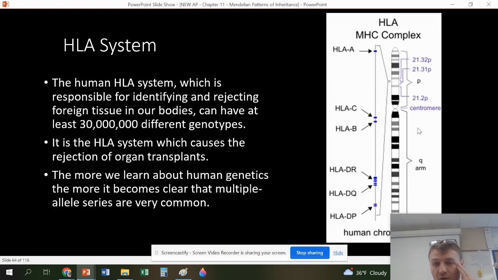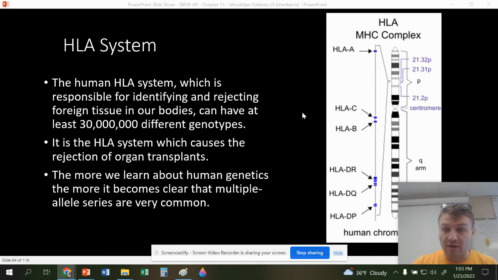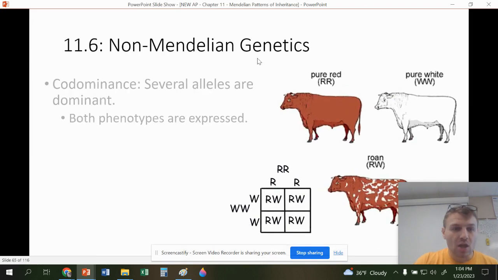Your HLA system, which is how your body identifies your cells versus cells that aren't yours, is an example where you can have millions of different genotypes, and this is why you can't just transplant one organ to another person, because there are many different types of these HLA genes. So you have to be compatible with the person that you're going to get that transplant from. This is something we didn't know about initially, but now we have much better information and understanding of. So this is just an example of this multiple allele system.